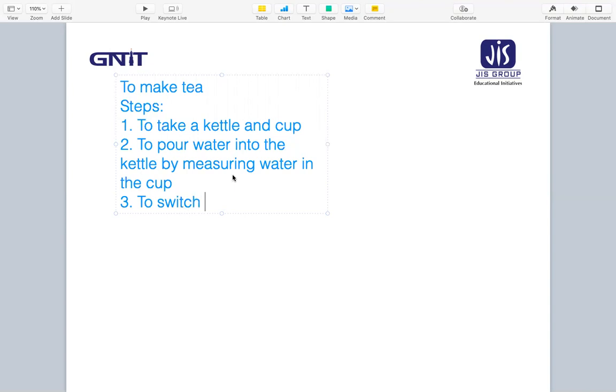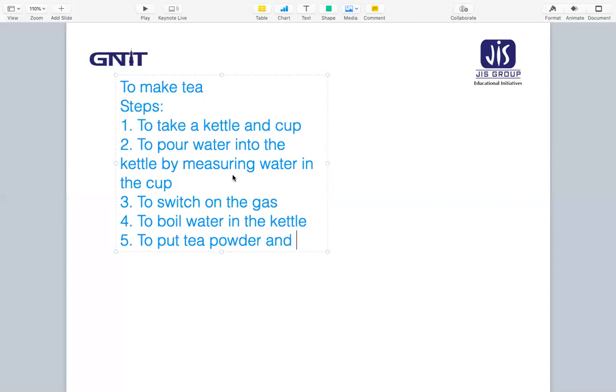Third, switch on the gas. The fourth step will be to boil water in the kettle. The next step will be to put tea powder and sugar and milk, if someone wants to have it. Switch on the gas. Second step will be to pour tea into.